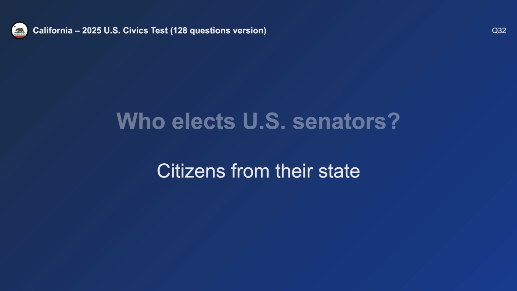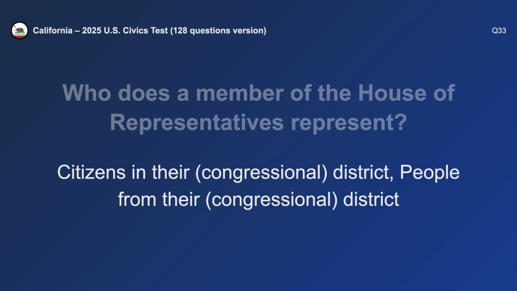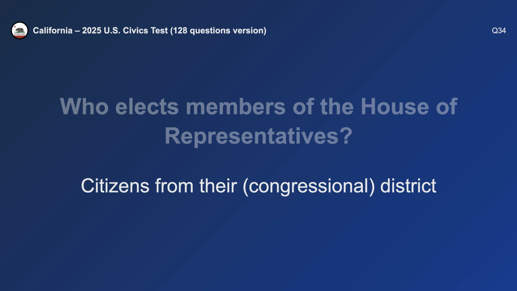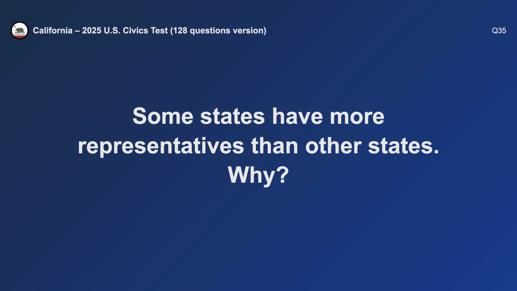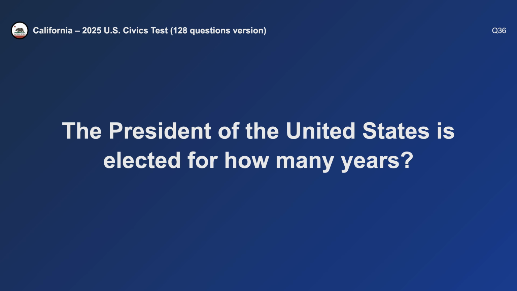Citizens from their state. Who does a member of the House of Representatives represent? Citizens in their district. Who elects members of the House of Representatives? Citizens from their congressional district. Some states have more representatives than other states. Why? They have more people.